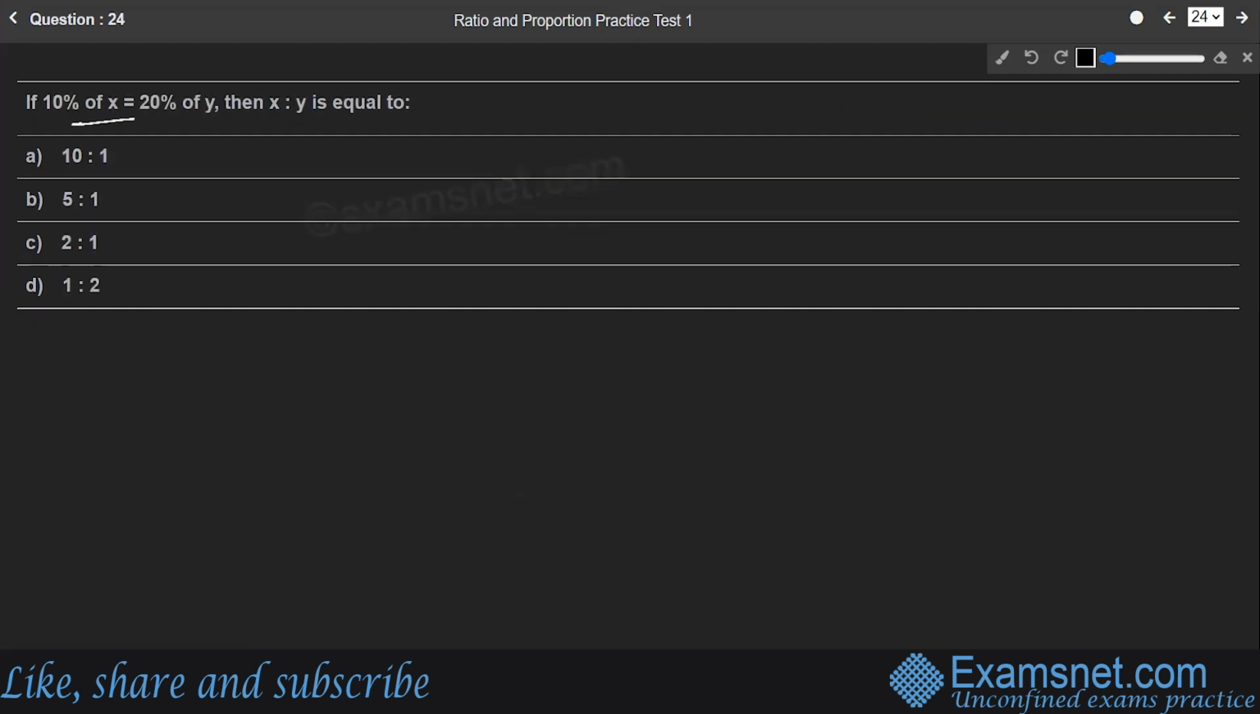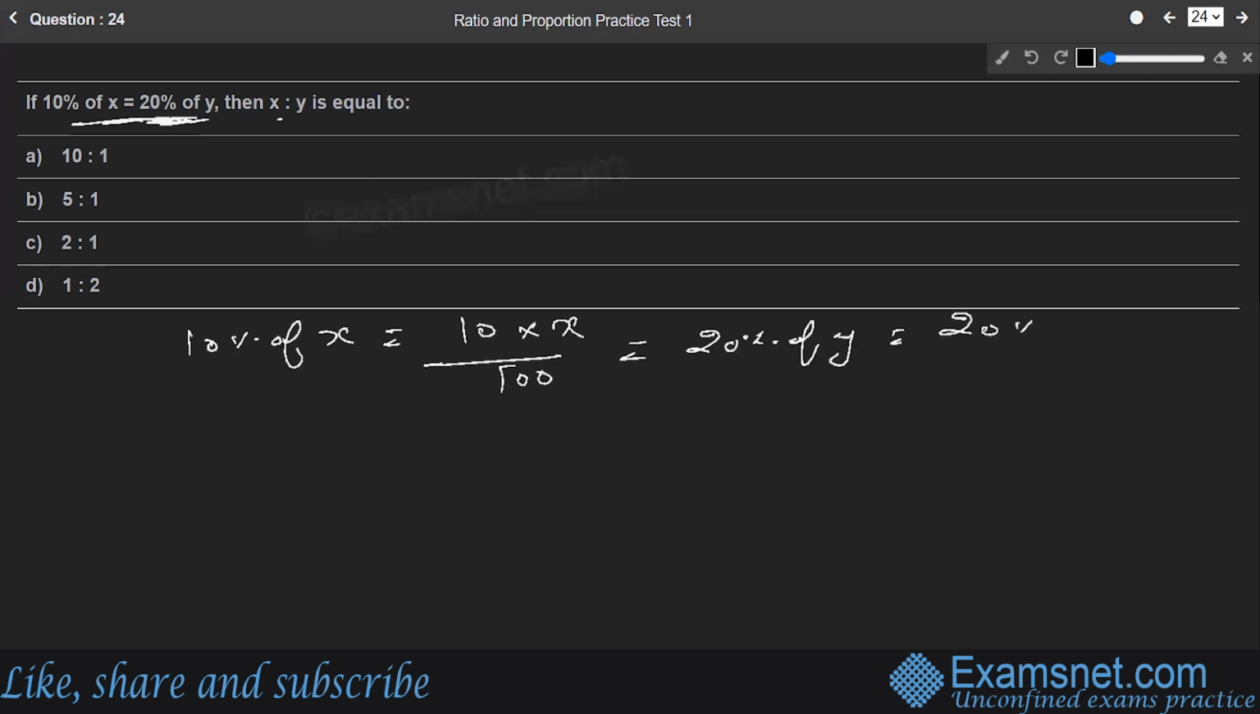Now, if 10% of x is equal to 20% of y, then x is to y. So this is going to be simple. 10% of x is nothing but 10 into x upon 100, and they say this is equal to 20% of y. So 20% of y is equal to 20 into y upon 100, and these two things are equal.